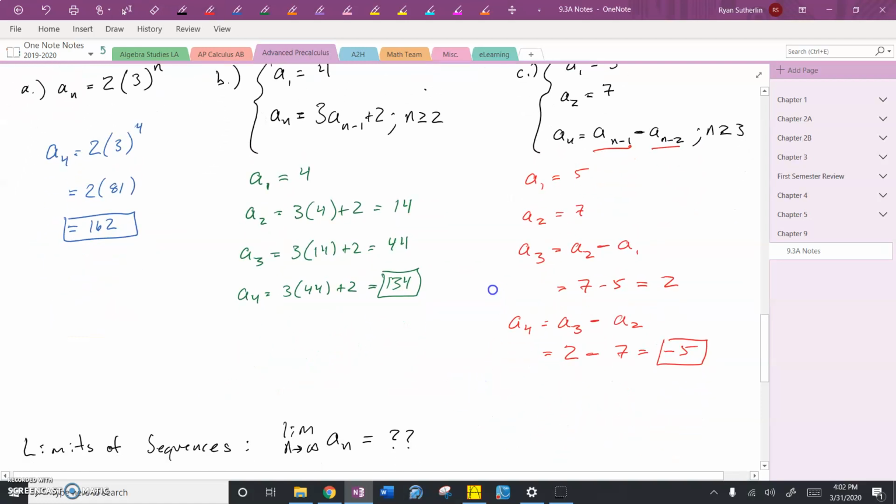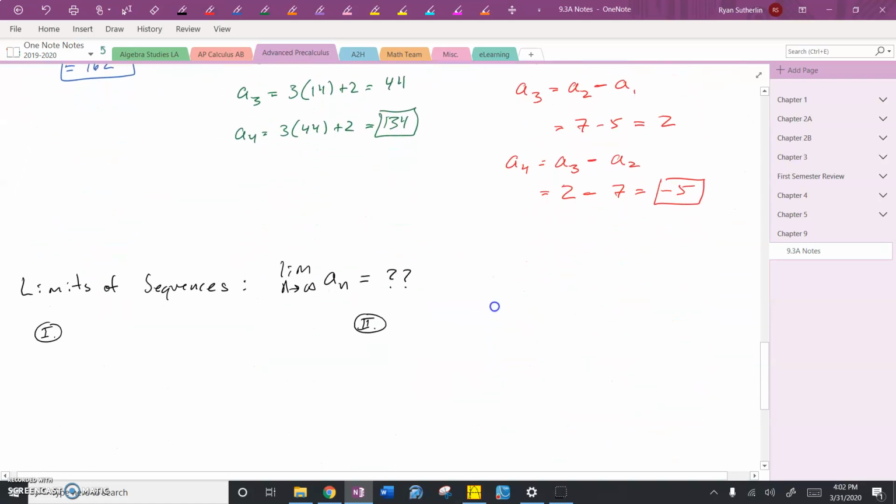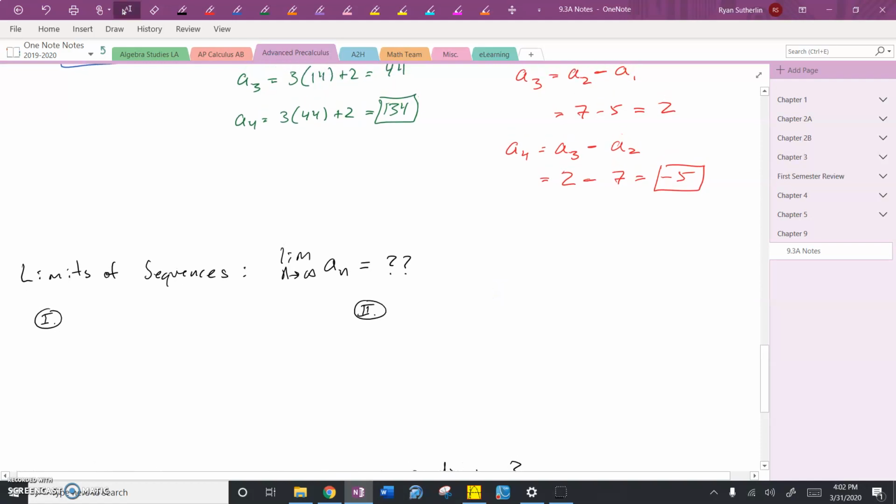Now, the last thing we want to talk about today is how do you find the limits of sequences. And so the limit of a sequence is what happens as n goes to infinity. What happens as I get to the millionth term, the 10 millionth term? Well, two things can happen. Number one, the sequence can converge to a value. We're going to call that value L.